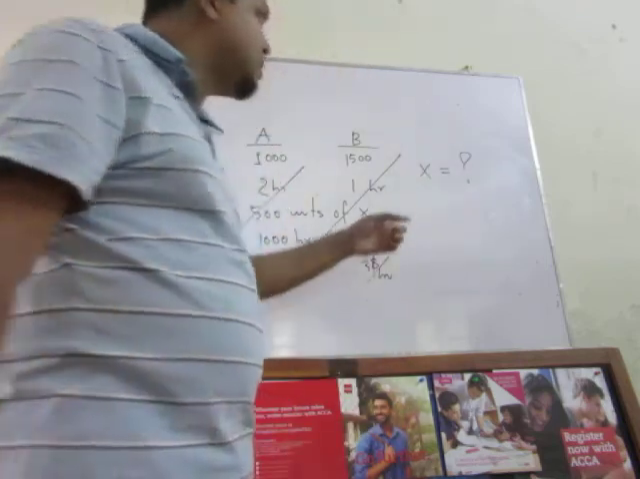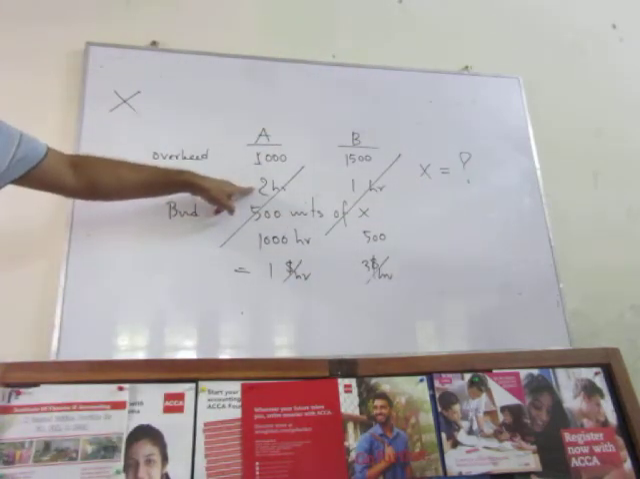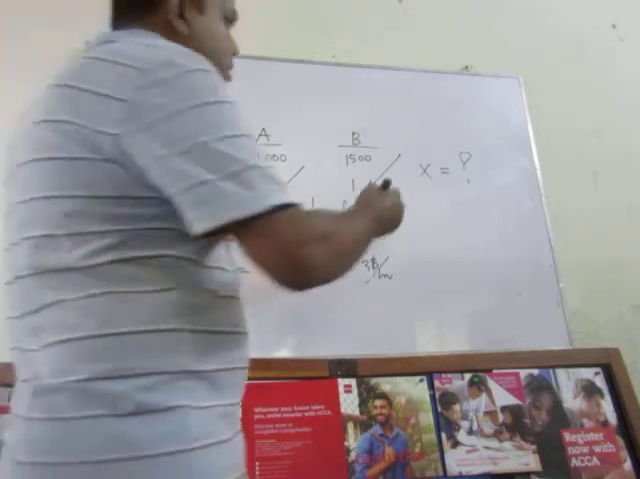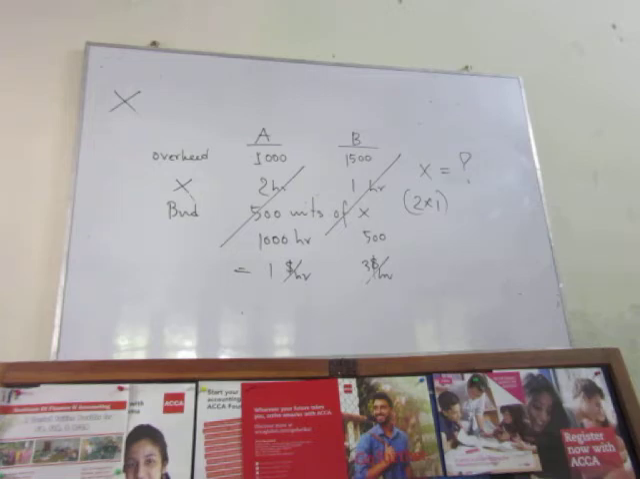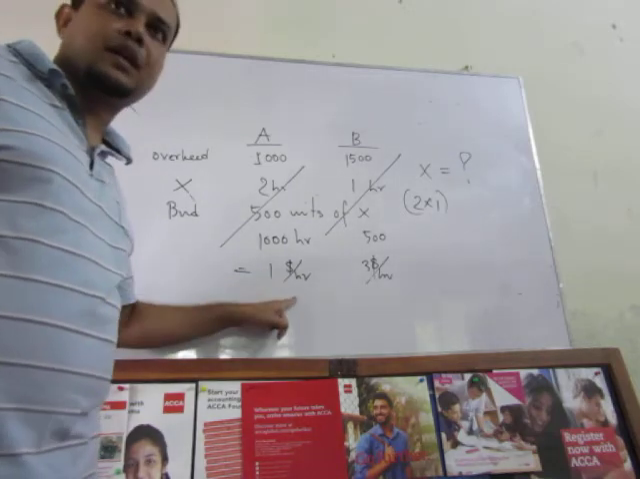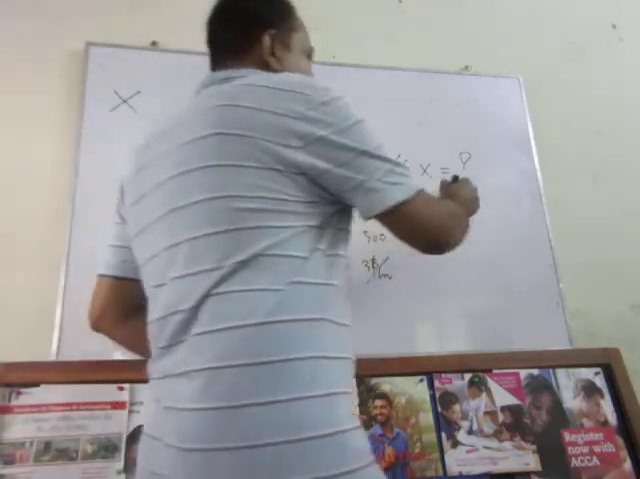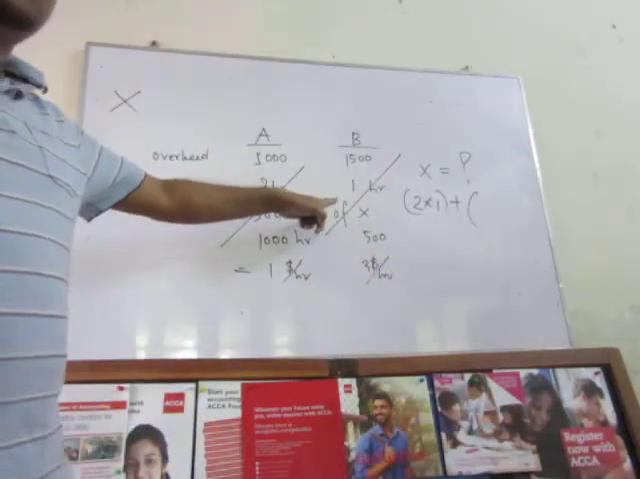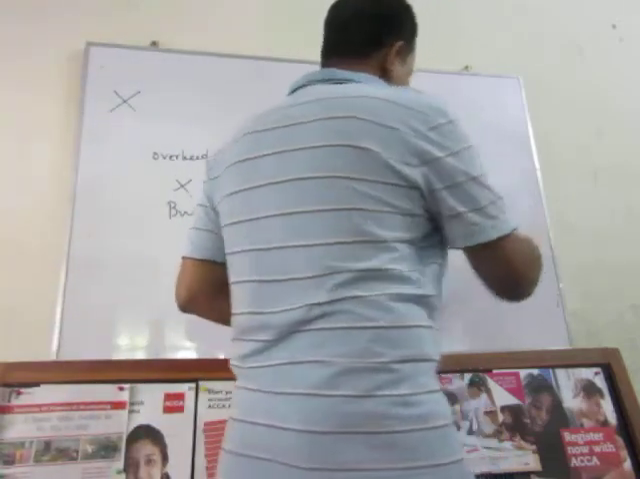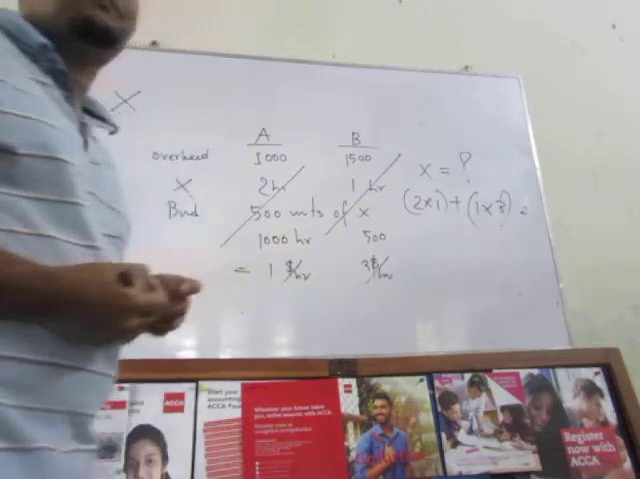Now the thing is, to produce X, this department needs 2 hours. In 2 hours, it requires 2 into $1, because where means dollar per hour. Here, plus this department requires 1 hour, per hour cost is $3. So this is the total cost.